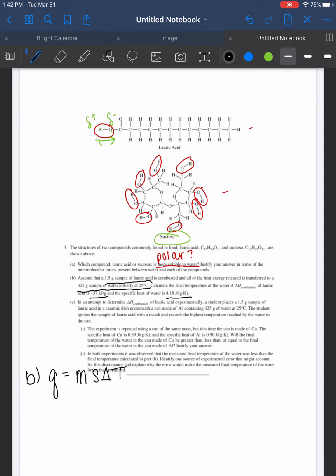Okay. So to calculate Q, we need a Q first. It says delta H of combustion is 37 kilojoules per gram, but we did not just have 1 gram of lauric acid. We had a 1.5 gram sample. So to find our Q, to find out how much energy is released, we're going to multiply, and we know it's released due to the negative sign there. So we're going to multiply 37 kilojoules per gram times 1.5 grams.